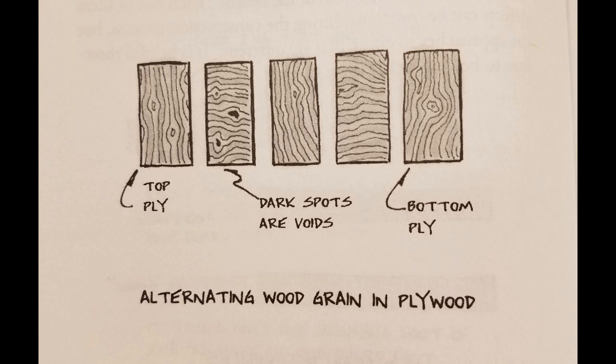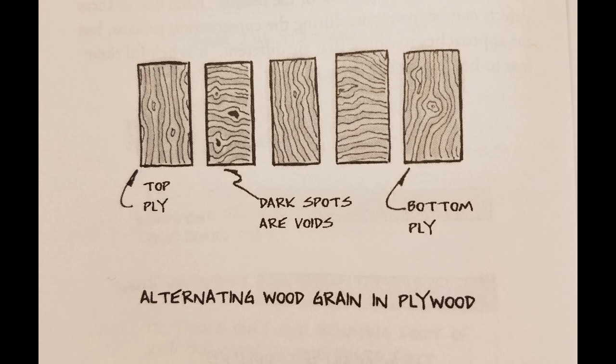Here you can see the top ply versus the second layer, which has the grain going in the opposite direction, and then back to vertical, and then back to horizontal, and then back to vertical as the bottom sheet. Now, obviously, depending on how many layers, you'll have more or less, but it all depends on the overall thickness of the material.